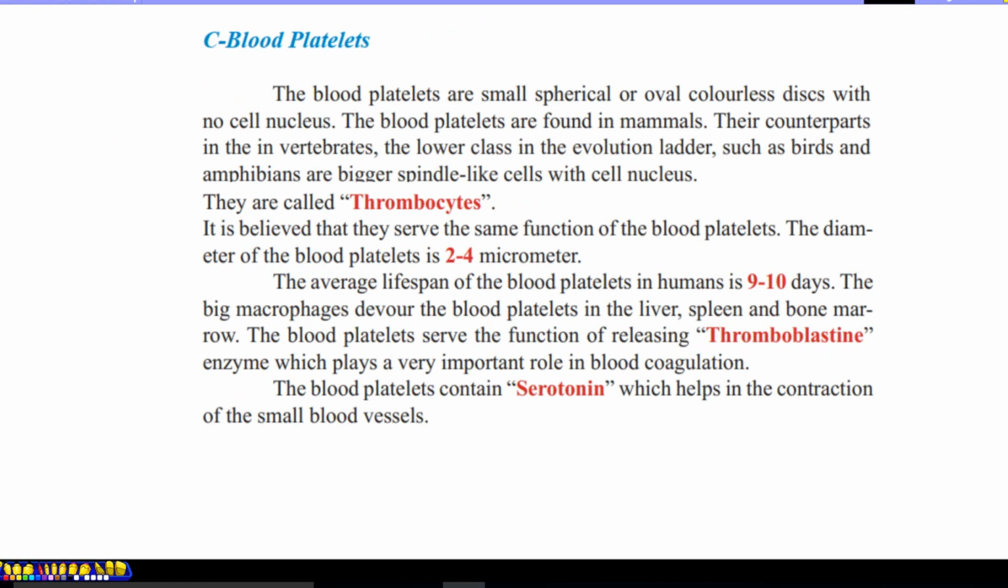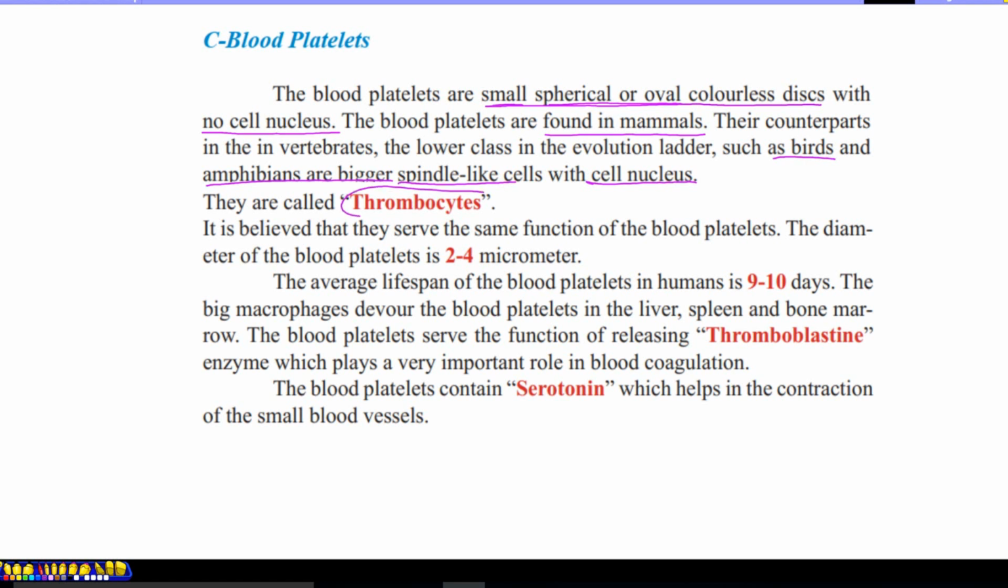The third type of cells in our blood is platelets. They are small, spherical or oval colorless discs with no nucleus. Blood platelets are found in mammals. Their counterparts in lower vertebrates on the evolution ladder, such as birds and amphibians, are bigger in size, spindle-like rather than spherical or oval, and have a cell nucleus.